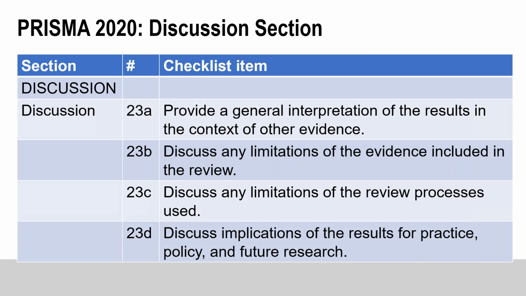And then we have recommendations of what to report in the discussion section, including a general interpretation of the results in the context of other evidence, any limitations of the evidence included in the review, so the limitations of the included studies, and then in addition, any limitations of the methods that you yourself used, so acknowledging whether the search you conducted may not have been as comprehensive as you would initially hope it to have been, or you may not have been able to identify or obtain some unpublished data, for example. And then finally, to discuss any implications of your review for practice and policy in future research.